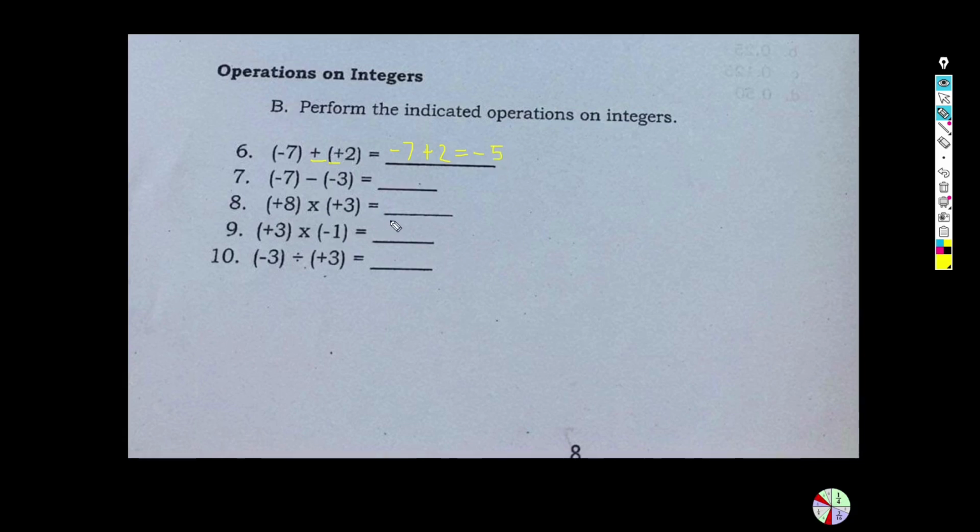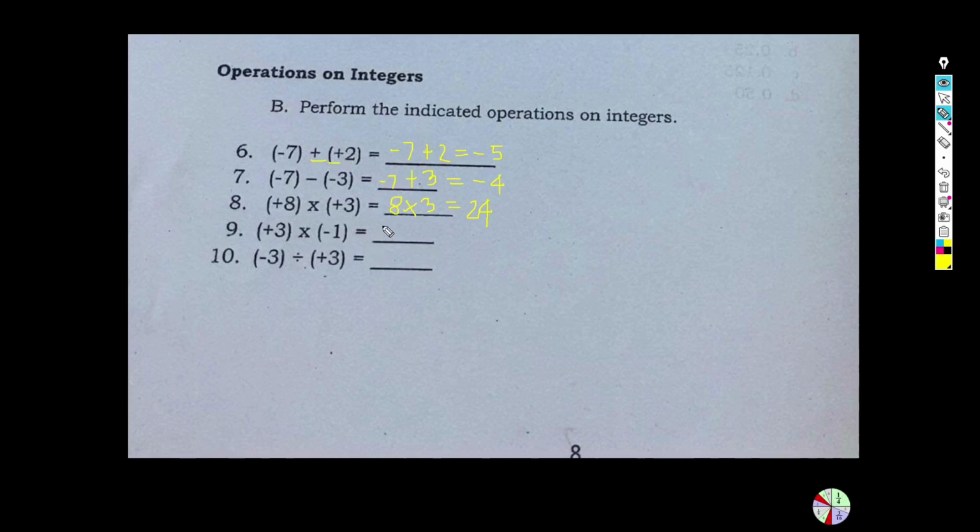Now negative 7 minus negative 3. When two have the same sign, like plus and plus or minus and minus, and you multiply them together, it will become positive. So negative 7, then it will become plus 3, which equals negative 4. Number 8, positive 8, this will be just 8 times 3, which equals 24.